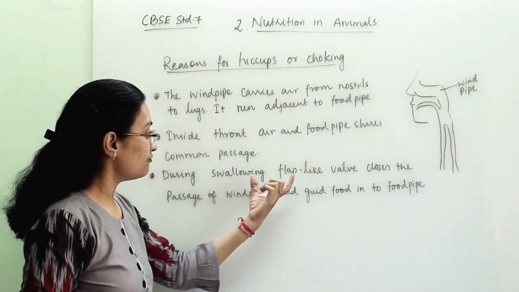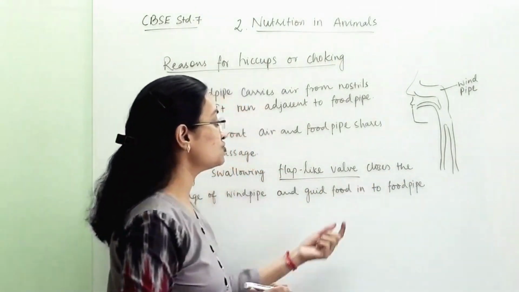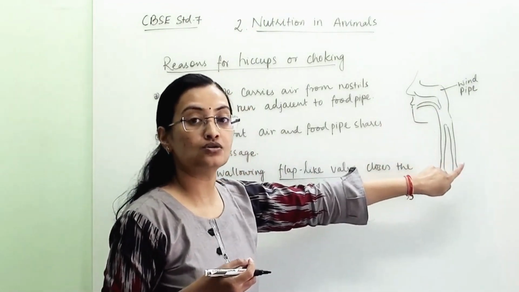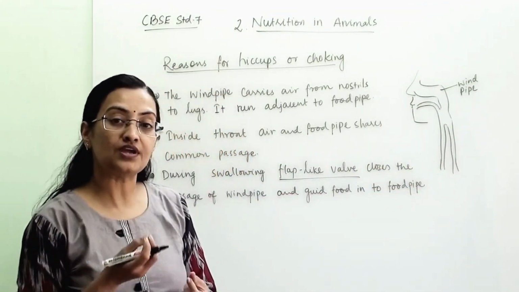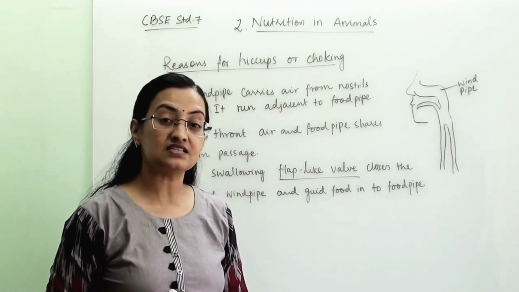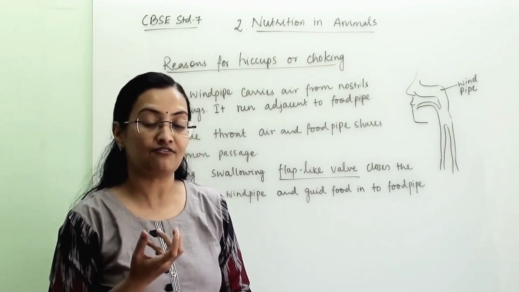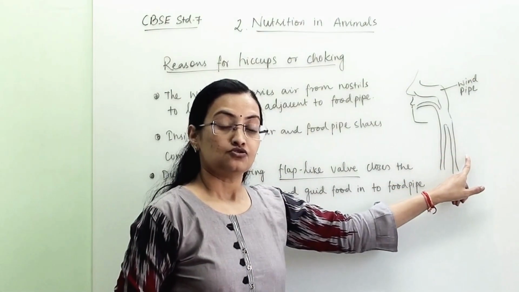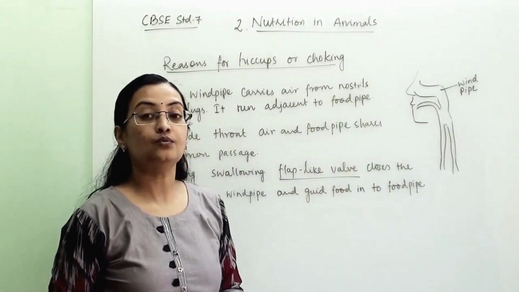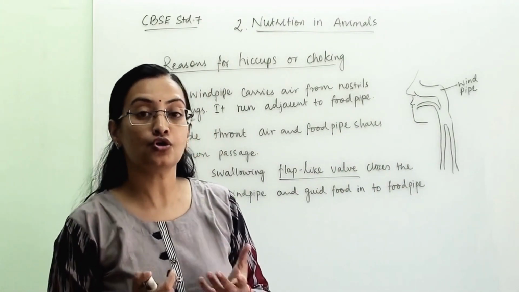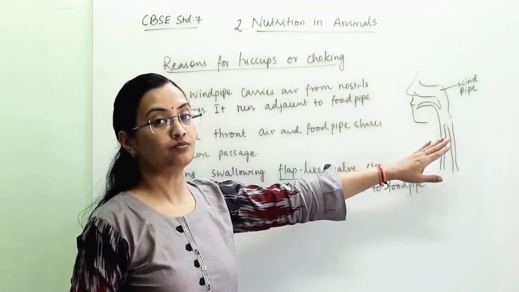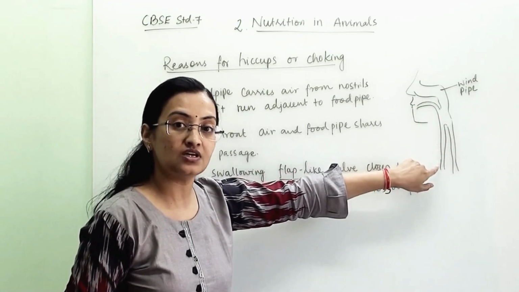So during swallowing, a flap-like valve will close when we are eating something, so that it will guide the food to the food pipe and not to the windpipe. So that's why while we are chewing or eating something, we should not talk, we should not laugh, because we may breathe air in while talking or laughing. That will open our windpipe. So it may lead to the food particle going into the windpipe, and we will feel choking. So while we are eating, we should not talk or laugh, so that this valve will act properly, close down the windpipe properly and guide the food properly to the esophagus or food pipe.